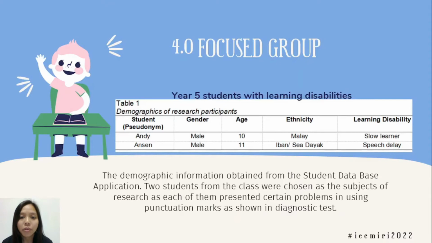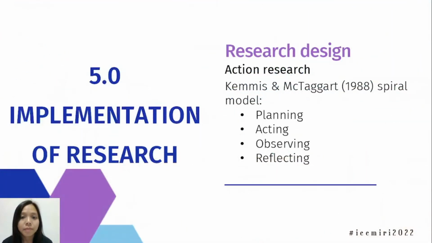So our focus group for this study is the class of Year 5 students with learning disabilities. There are 2 students who participated in this study because each of them presented certain problems in using punctuation marks, which will be shown in the diagnostic test later. Both of them, Andy and Anson, these are their pseudonyms, are male, aged between 10 and 11, multi-ethnicity, and their learning disabilities are slow learner and speech delay, respectively. So this research is an action research.